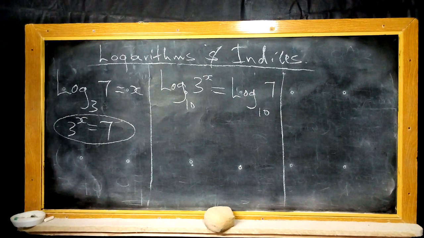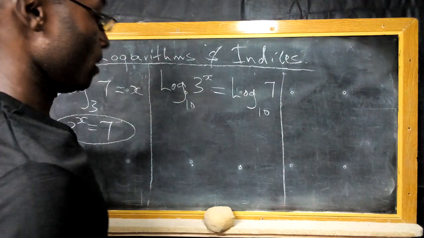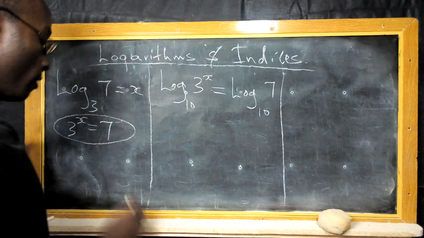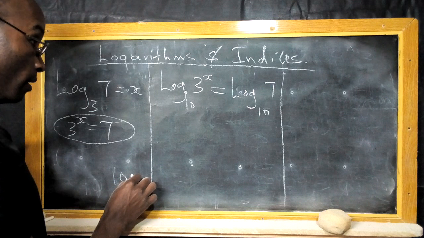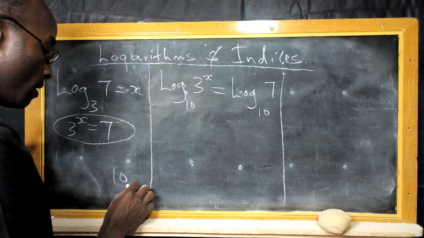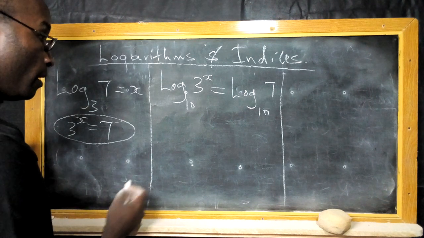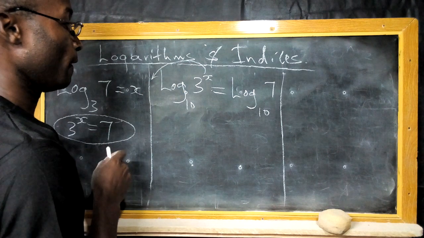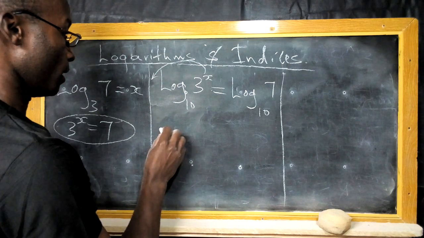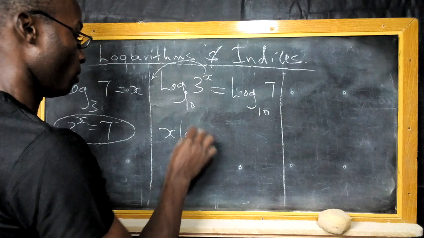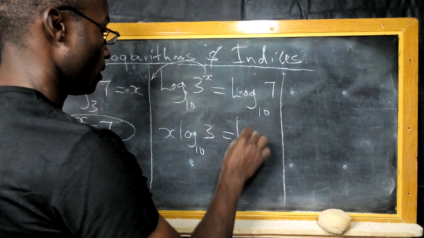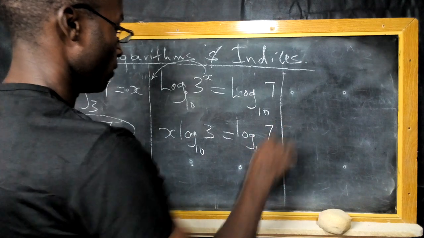I talked about a number that has been raised to a power. When we are trying to find the log of a number that has been raised to a power, we said that this particular power will be taken to the other side. So we shall have x log to base 10 of 3 is equal to log to base 10 of 7.